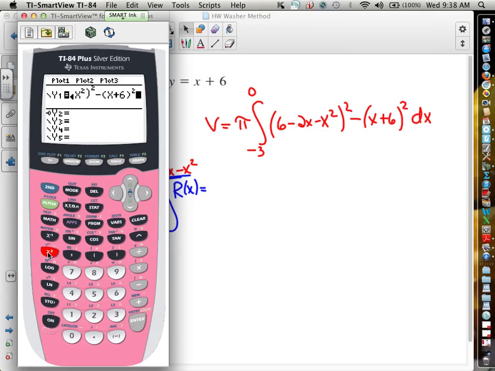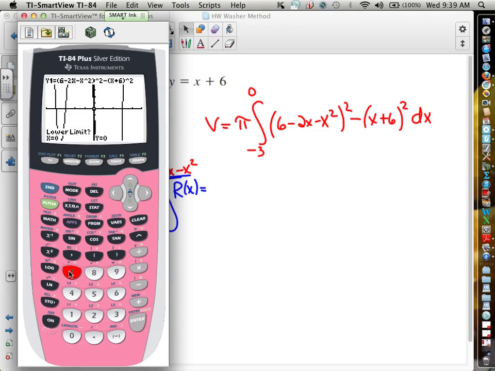Okay, one thing I do have to check is my window. My window has to include my bounds for integration. My window is only, my x's are going from 0 to 5. I need to go from negative 3 to at least 0, if not bigger. So I'm going to change this. I'm going to make this negative 5 to 5. So my x values include those bounds for integration. So second and calculate, and then number 7 is integral.